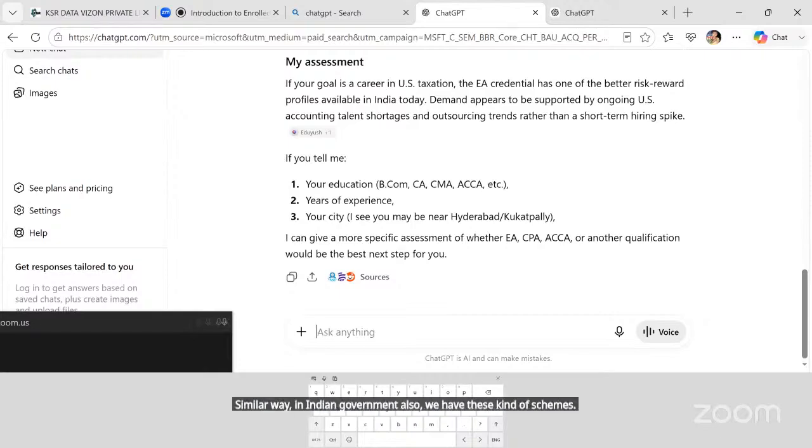Where are you from, sir? Yeah, I'm from Karnataka, Bidar district. Karnataka also, maybe these kinds of state government or central government schemes are there, might be.